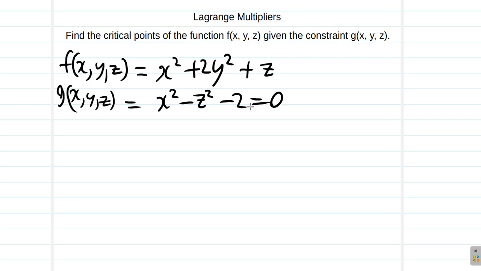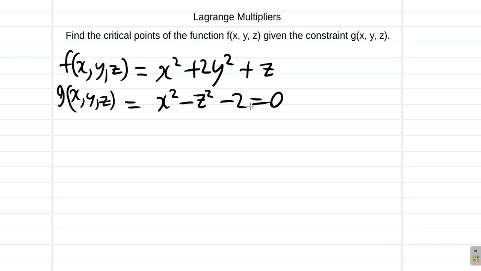Here we have two functions, well, one function and a constraint. You're asked to find the critical points of the function f of x, y, z, given the constraint g of x, y, z. So our function is x squared plus 2y squared plus z, and our constraint is x squared minus z squared minus 2.